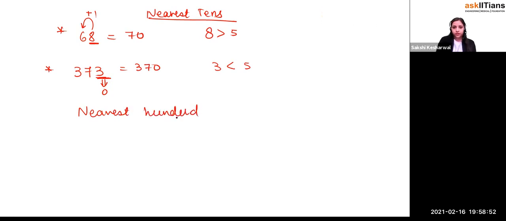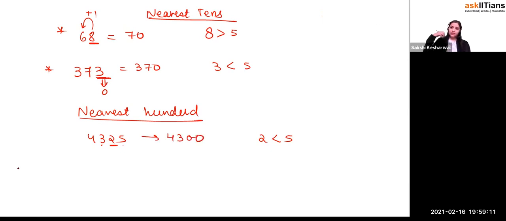Now if I ask you to round off to the nearest 100, so nearest 100, if I write 47325, what is the nearest 100? So this is your 100 place. So see the digit just before it. You see this number, 2, is less than 5. So what you will do, you will just replace everything with 0, right? So this will be 47300. Everything on the right side will become 0, right?